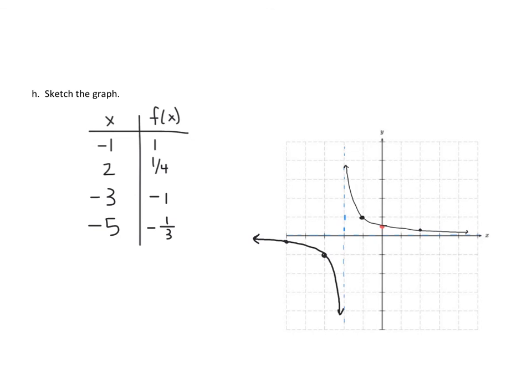Notice as we approach the vertical asymptote from the left, as we get closer and closer to negative 2, our function is approaching negative infinity. Also notice how as we head off to negative infinity along the x-axis, our function is getting closer and closer to that horizontal asymptote at y equals 0.